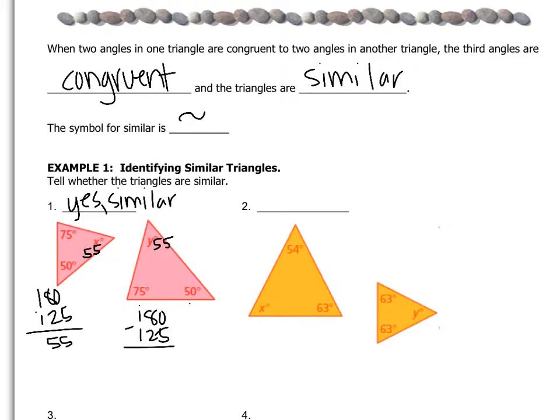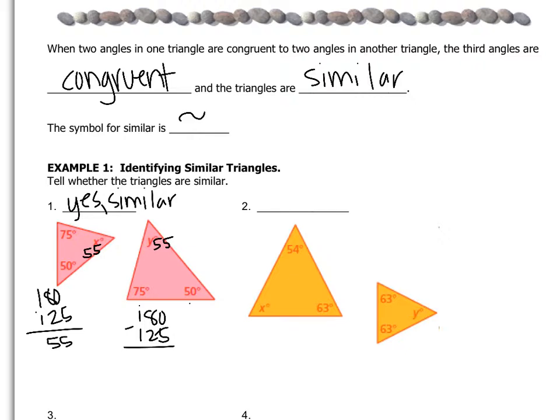So in this triangle, we have 63 and a 54. And we have two 63s. So it doesn't necessarily mean that they're not similar, because this could be a 63 and this could be a 54, and then they're all the same. So you have to actually calculate it.